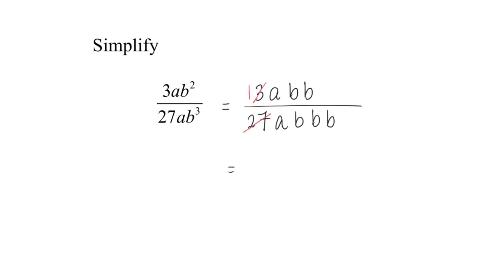I can divide by 3 to give me 1 over 9. I can divide by a away to give me 1 over 1. I can also divide away all this b. So eventually you can see that the numerator 1 times 1 times 1 times 1 times 1 will give me 1. And the denominator would be 9b. And that's the final answer.